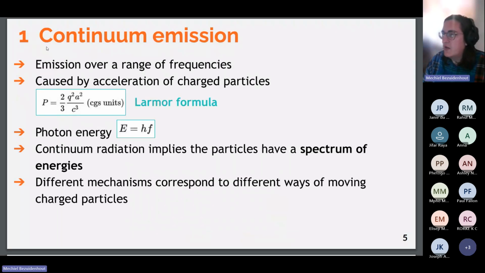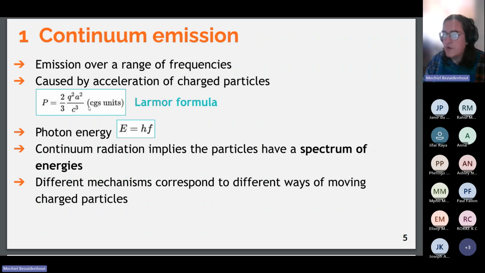So let's talk about continuum emission first. So that's emission that you see over a broad range of frequency. And this type of emission is typically caused by the acceleration of charged particles. So this is basic electrodynamics. If you have a charged particle and it undergoes some acceleration, then it releases a photon in the form of Bremsstrahlung. And the power of that photon will be given by this Larmor formula. So the power of the photon is related to the charge of the particle squared, and is proportional to the square of the acceleration of the particle.